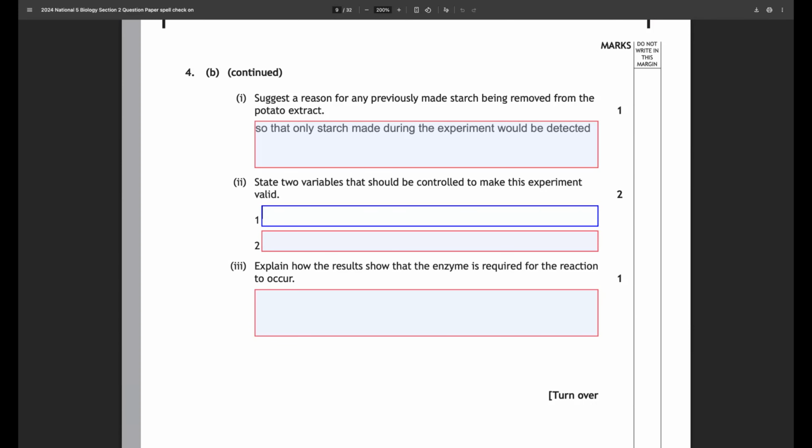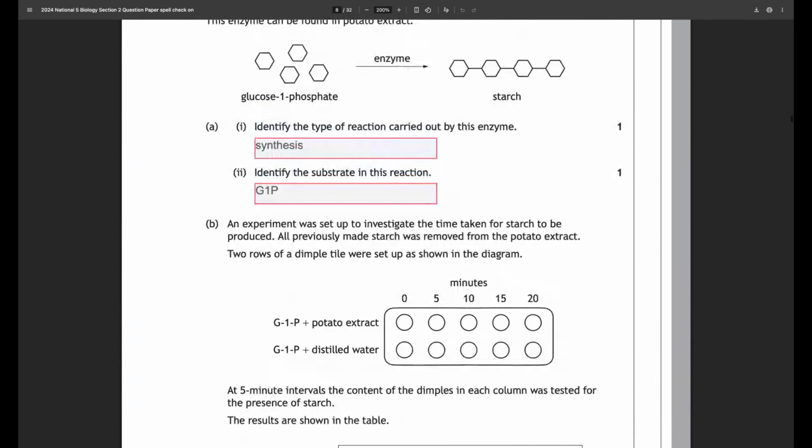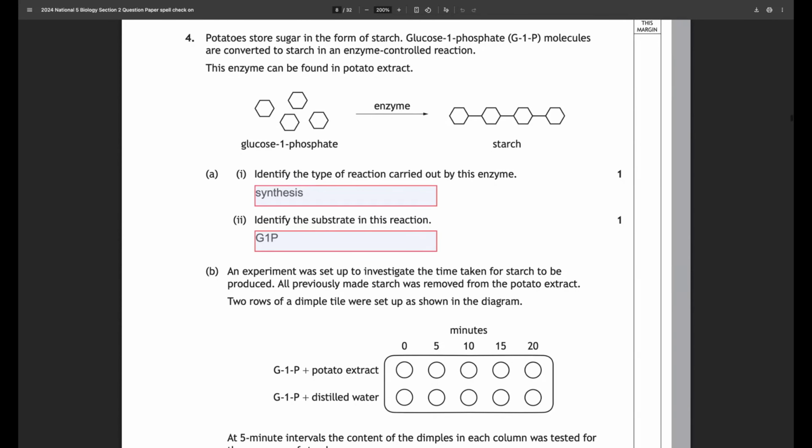Part 2, state 2 variables that should be controlled to make this experiment valid. So let's have a look at the experiment. When I am teaching variables to my class, I always get them to remember the acronym MTVC, which stands for MTV channel. Now, when I was a youngster in the 80s, MTV was the best channel to watch. It was a music channel, and we all watched that, when the number of channels we had were much more limited than now. So MTVC stands for mass, time and temperature, volume, and concentration. Now, if you can remember MTVC, you're going to remember the bulk of these variables we have to name in this question in the exam.